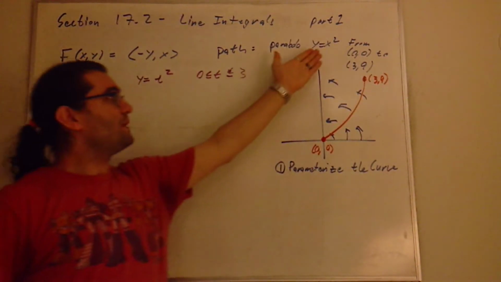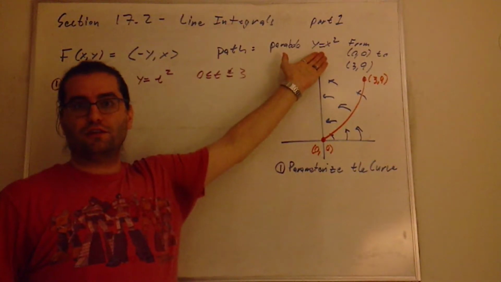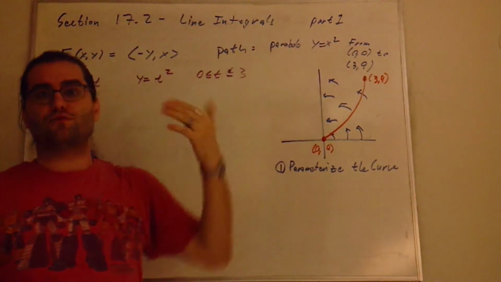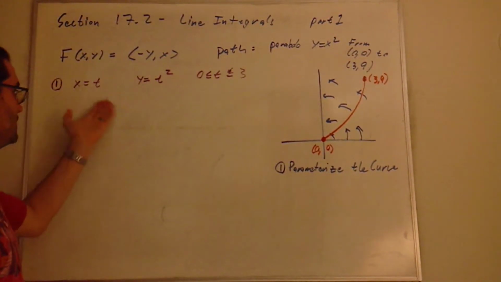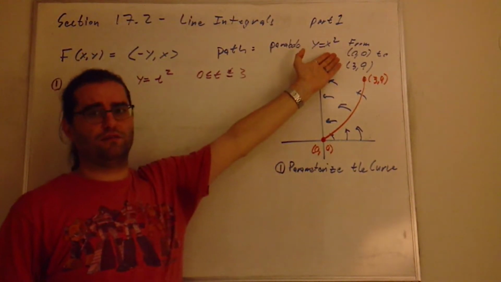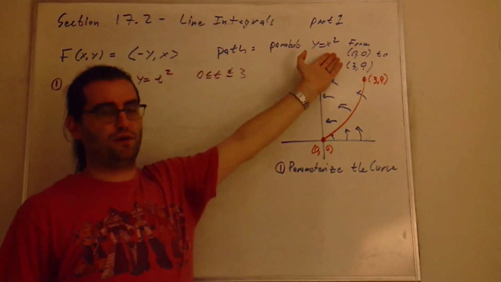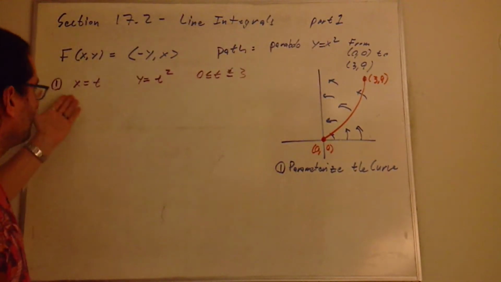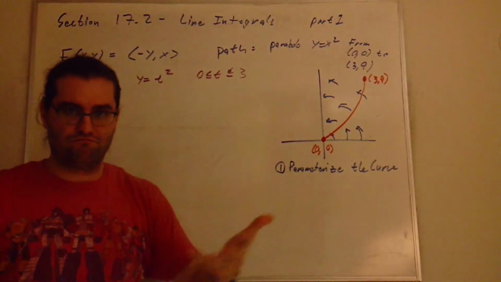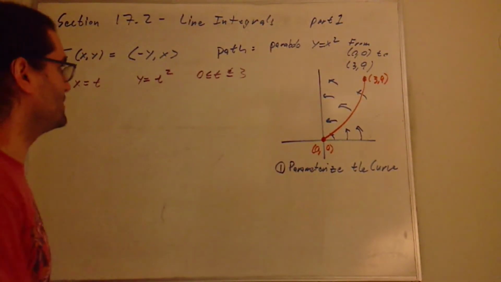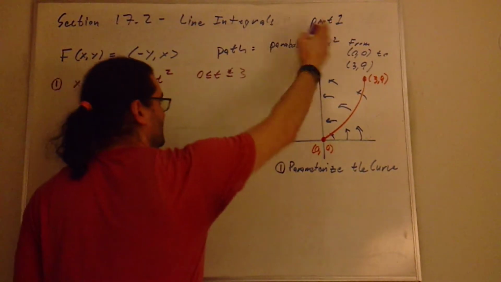You can always do this if the curve you're given is represented as a function. You can always set x equal to t, or sorry, whatever independent variable you have here. Set the independent variable equal to t, and then y is the other variable, and now you have a parametric equation in terms of t. You just need to do the endpoints.